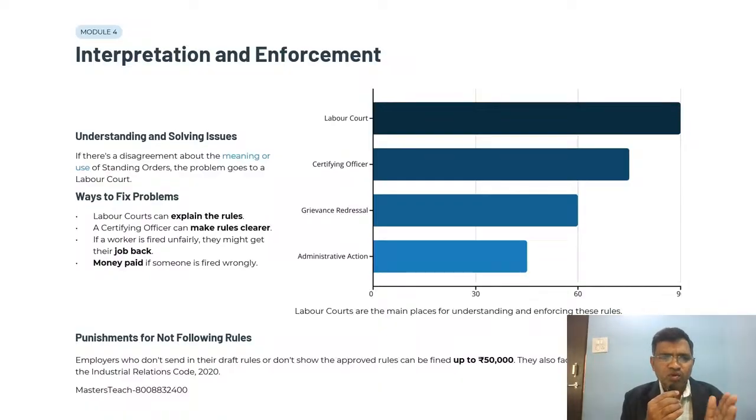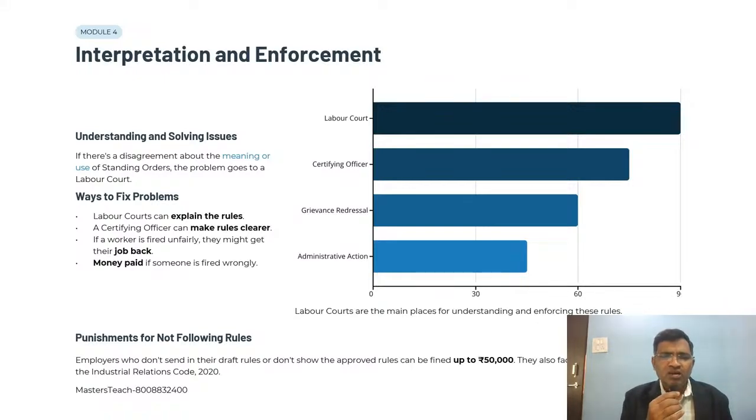If there is a disagreement about the meaning and uses of standing orders, the problem goes to a labor court. That means if the standing order instructions or manuals are not understood, or there is any dispute, then it goes to the labor court. The labor court explains the rules, then the certifying officer can make the rules clearer. If workers are fired unfairly, they might get the job back. If the workers are fired, that means removed, then according to the labor court, they can get the job back.